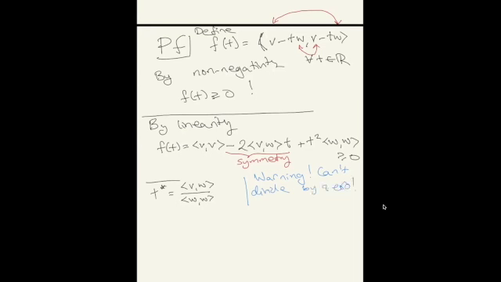If you can't divide by 0, you have to check the case separately. If this quantity in the denominator is equal to 0, then by the 0 axiom, w would equal 0. And then, as a consequence of linearity, we get that v inner product with w is equal to 0, and the inequality is automatic.